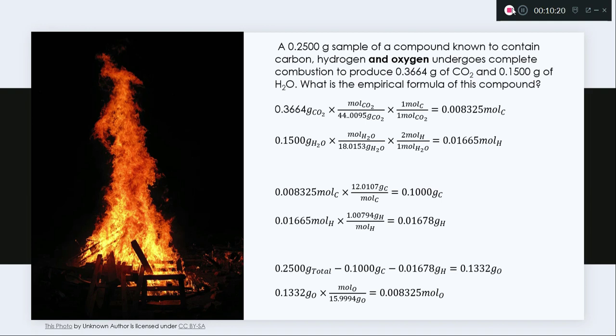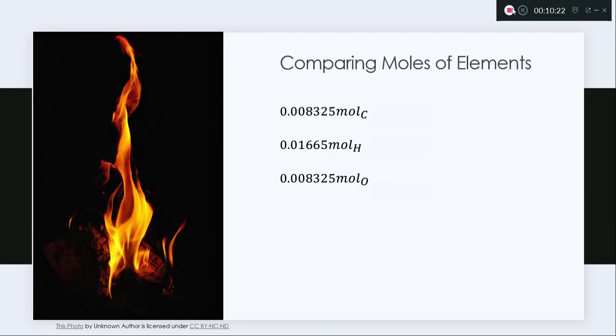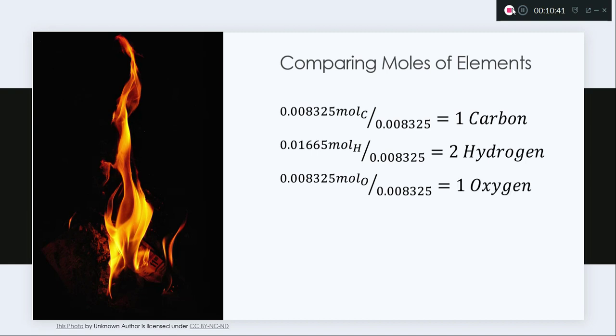I need to compare them just like I would for a typical empirical formula. So there's my moles of each one of them. Remember how you compare them if it's not obvious is you divide by the smallest. In this case, it's the 0.008325. I'm going to divide all of them by 0.008325, and lo and behold, I get a 1 to 2 to 1 ratio. So my empirical formula in this compound happens to be C1H2O1. This compound, whatever it was, has an empirical formula of C1H2O1.